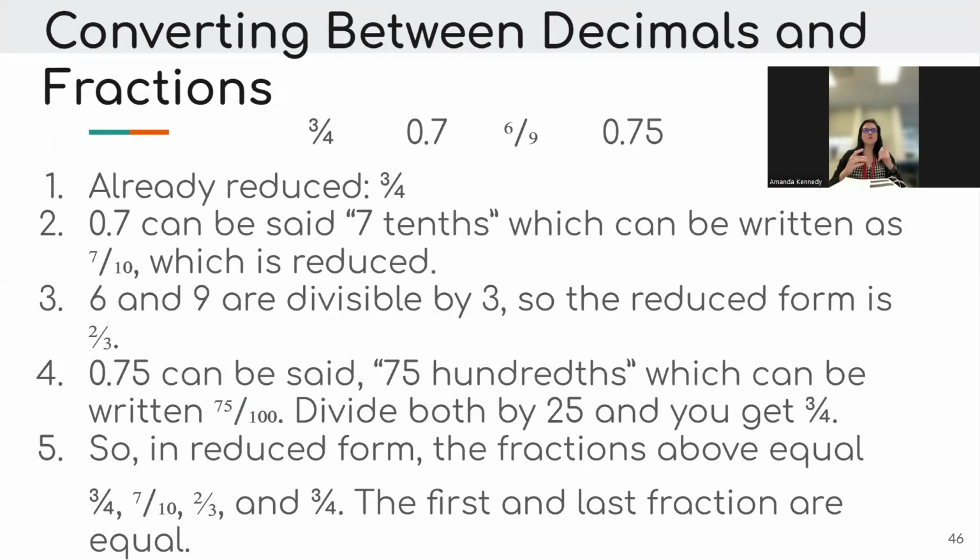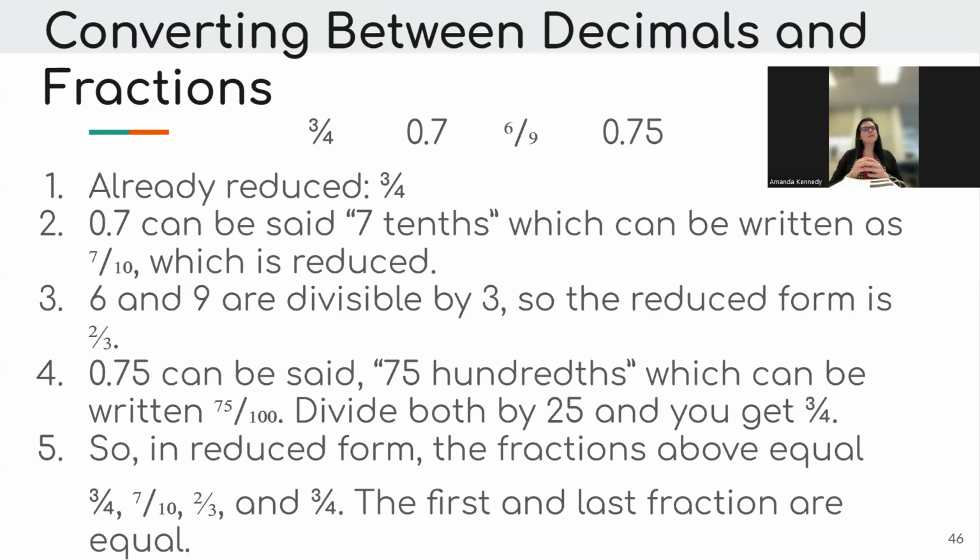6/9. So 3 goes into both 6 and 9. So I'm going to say 3 would be 2. 3 goes into 6 2 times. And then 3 goes into 9 3 times. So 6/9 becomes 2/3. Okay.